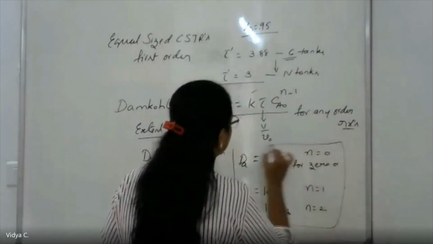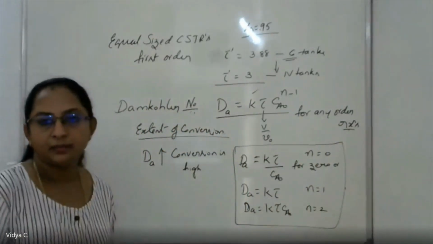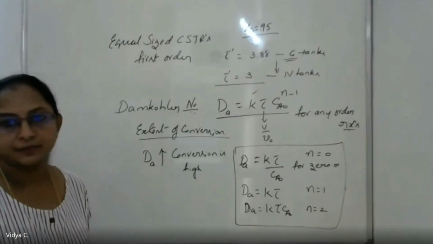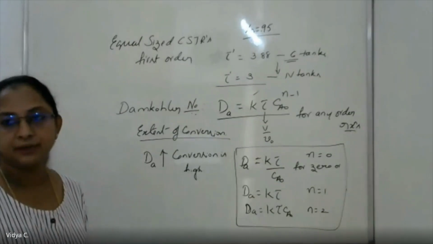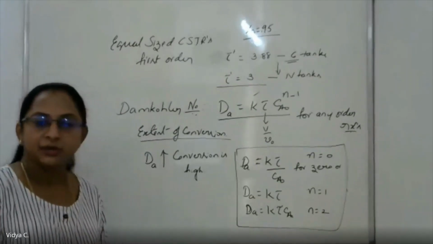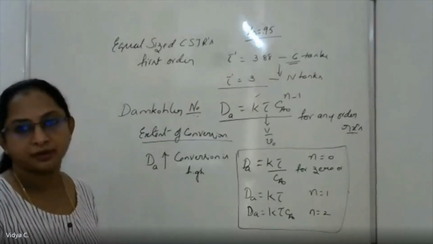So these are the few. This is the significance of the Damkohler number. The higher the value of the Damkohler number, the higher is the conversion. So higher conversion means what type of reactors are to be selected? For higher conversions, usually we go with PFR, and for higher orders also we go with PFR.